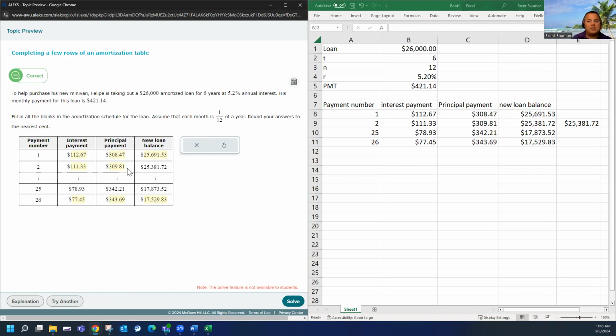Again, good idea to throw it in Excel, keep everything nice and organized. You can use cell references and work your way through.